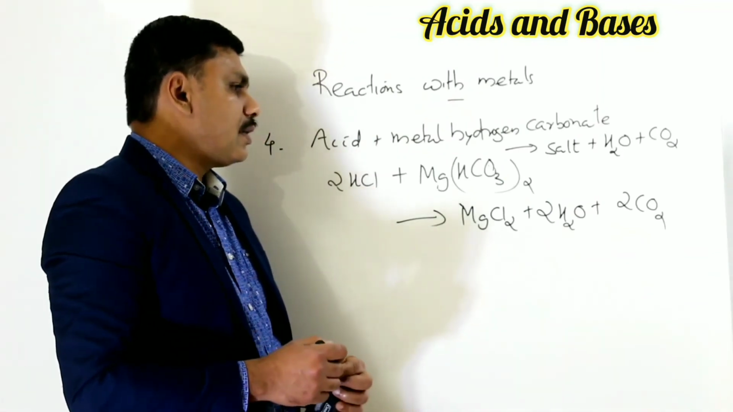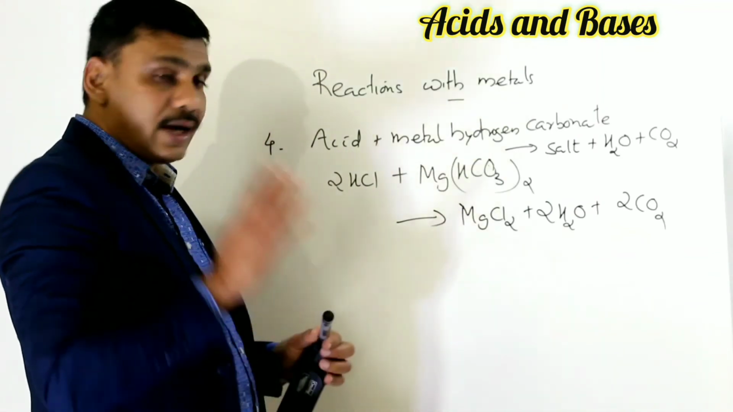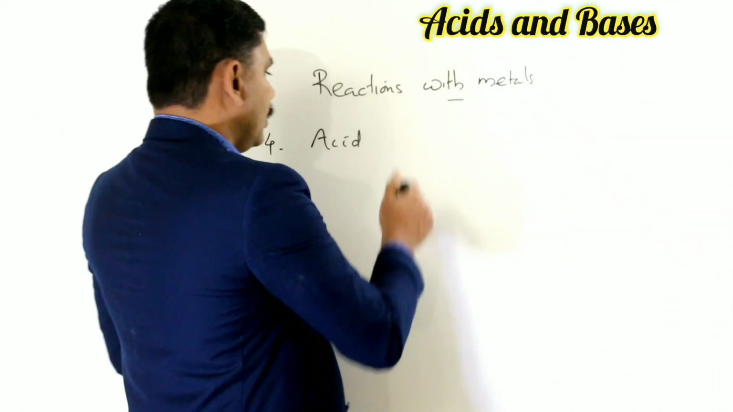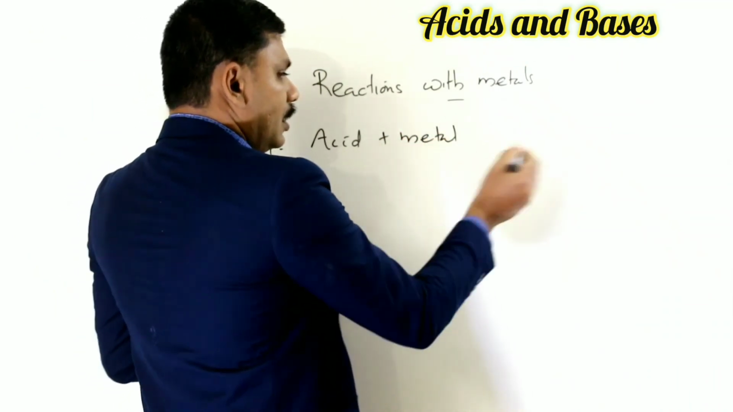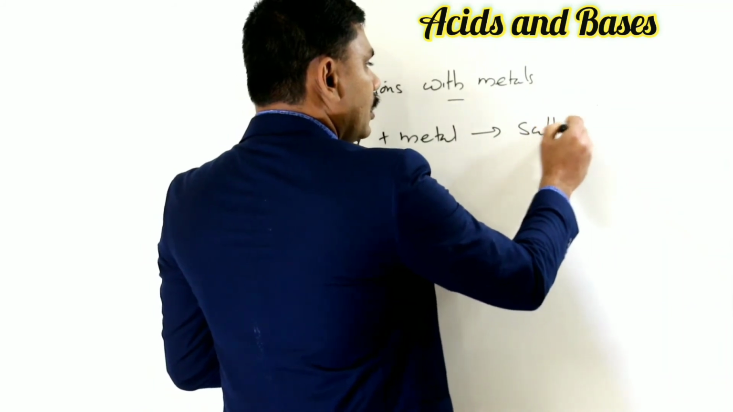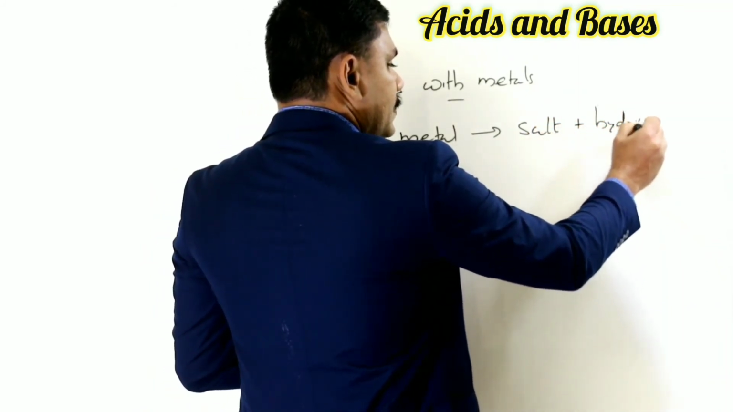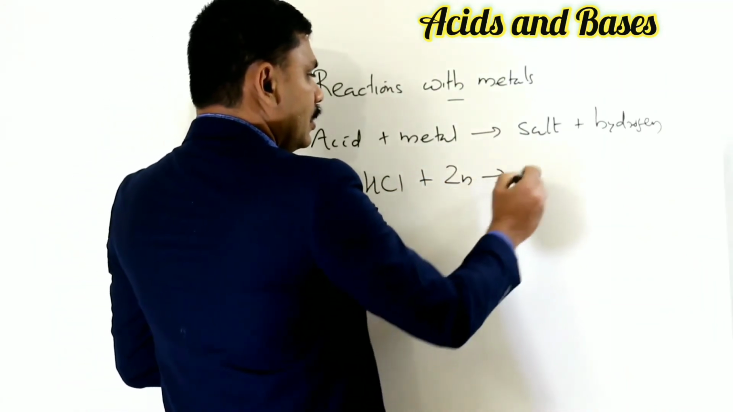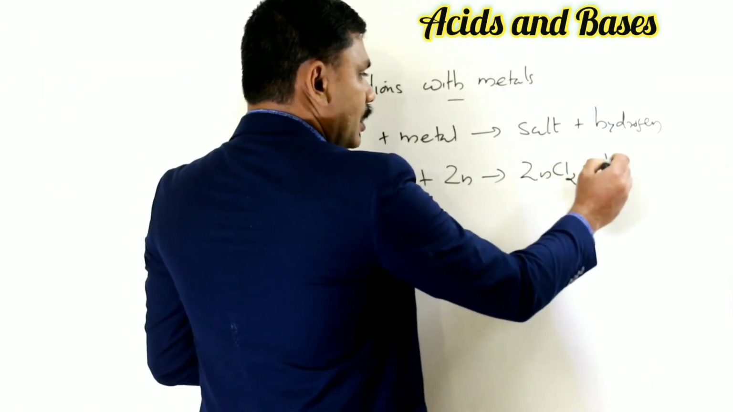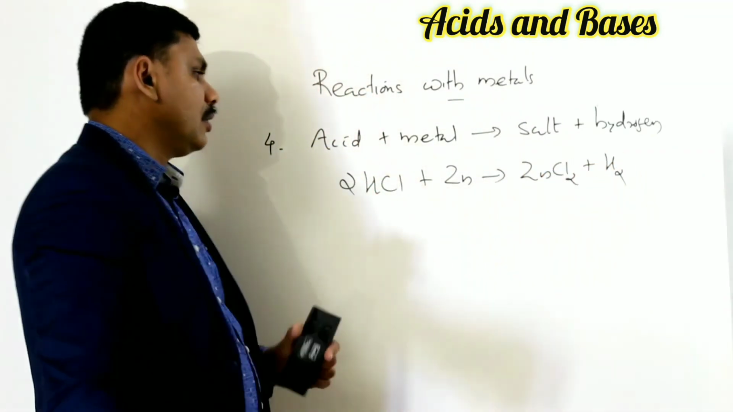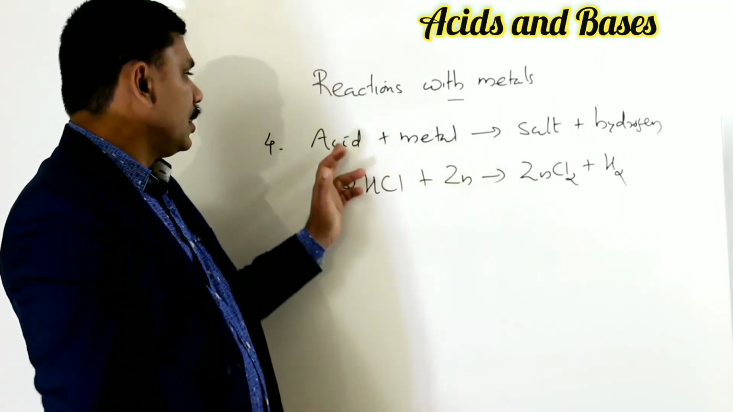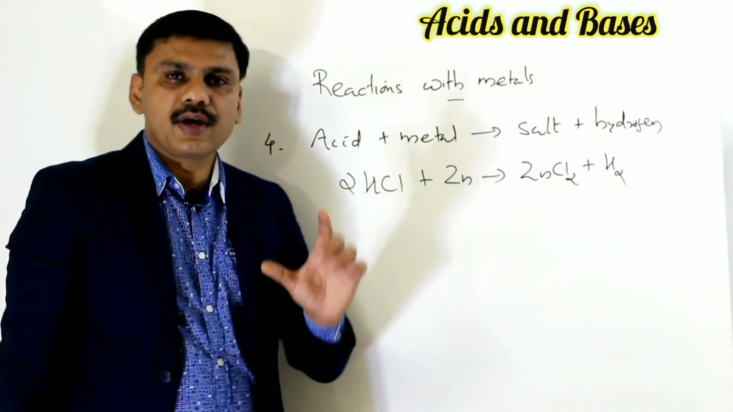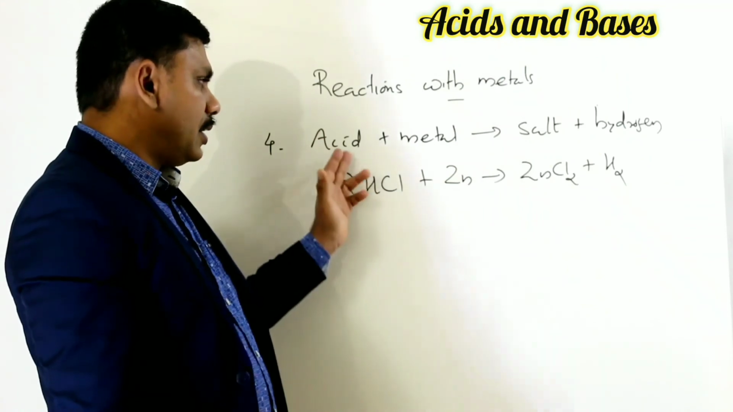So these are the basic equations. If you can learn one more equation: acid plus metal gives salt and hydrogen. For example, acid HCl plus zinc gives zinc chloride plus hydrogen, 2HCl. So acid plus metal gives salt and hydrogen. These are the reactions of acid with metals.